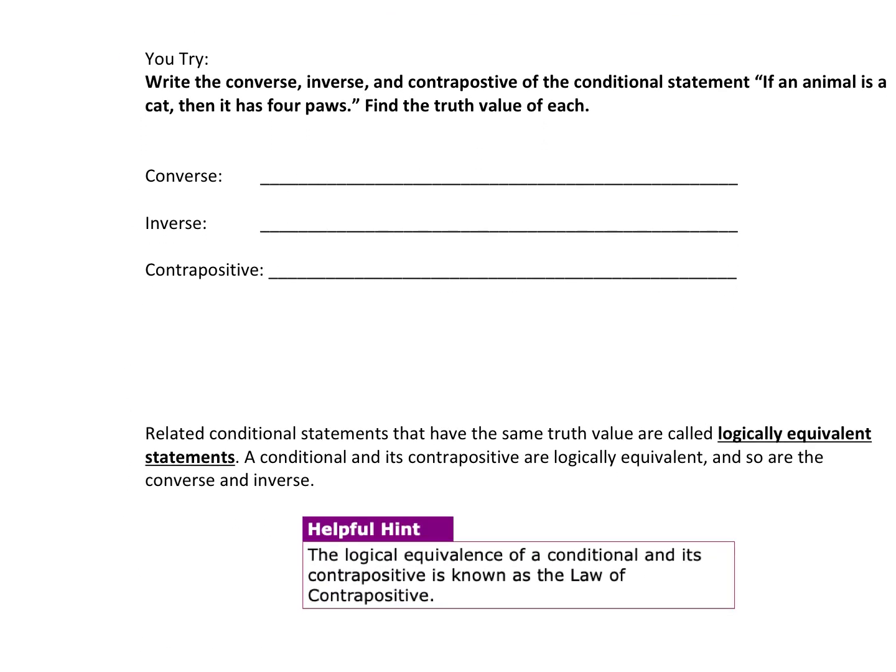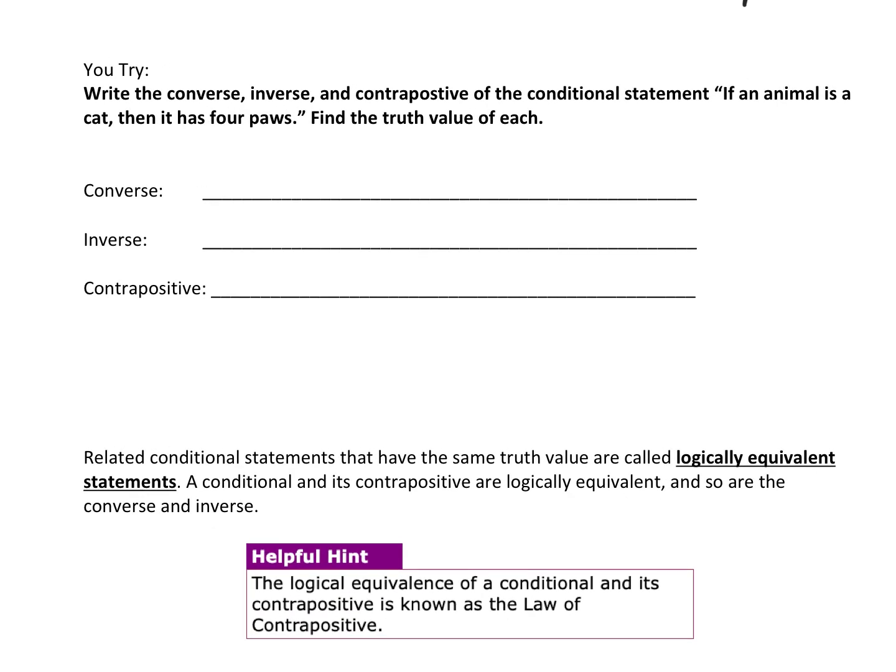I'd like you guys to pause the video here and try this on your own. Obviously, I'm going to be here in a moment working these out and explaining my thought process, but this is where we're going to leave it. So now is a good time to pause and try to write the converse, inverse, and contrapositive of this statement. If an animal is a cat, then it has 4 paws.